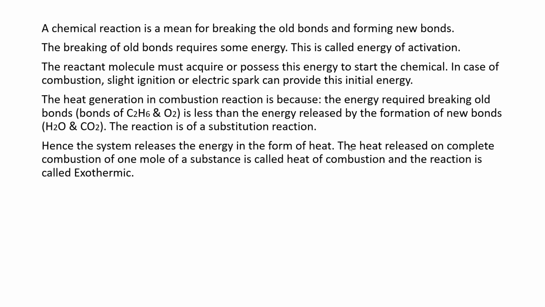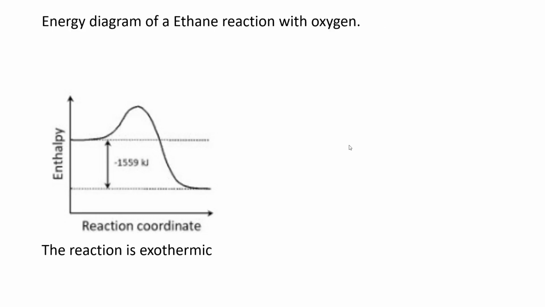The heat generation in combustion reaction is because the energy required for breaking old bonds, bonds of C2H6 and O2, is less than the energy released by the formation of new bonds, H2O and CO2. The reaction is a substitution reaction. Hence, the system releases the energy in the form of heat. The heat released on the complete combustion of 1 mole of a substance is called heat of combustion, and the reaction is called exothermic. Energy diagram of ethane reaction with oxygen. The reaction is exothermic. Thank you.